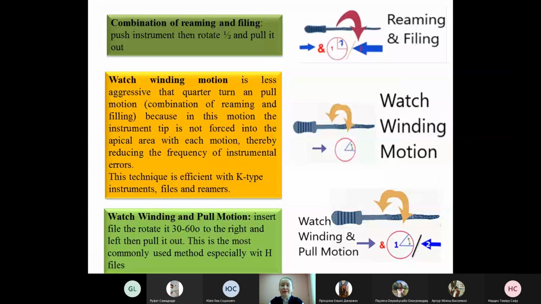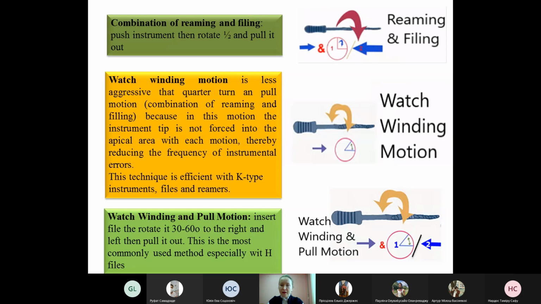Together with filing and reaming action, a few more motions are possible in the root canal. So a combination of these two: we have reaming and filing at the same time. Push the instrument to the working length, then rotate one half and pull it back. Such a possible motion. Then the watch-winding motion. Watch-winding motion is less aggressive than the quarter turn and pull motion, as this one.